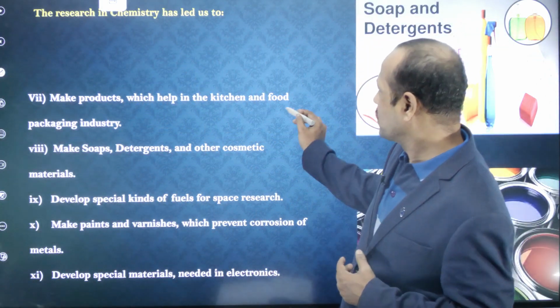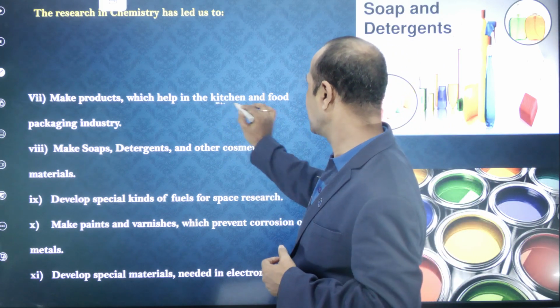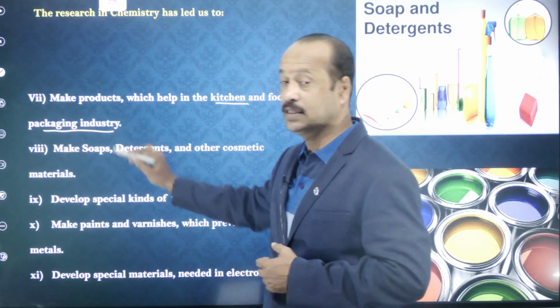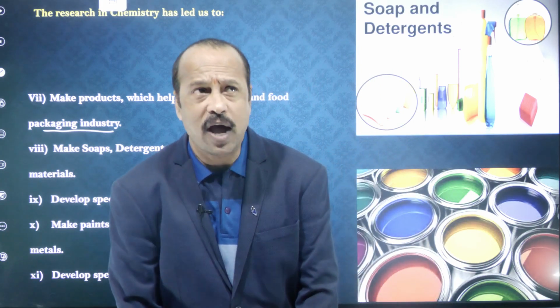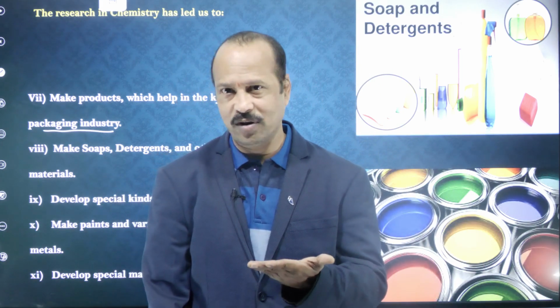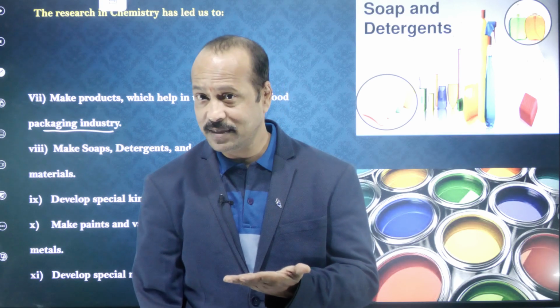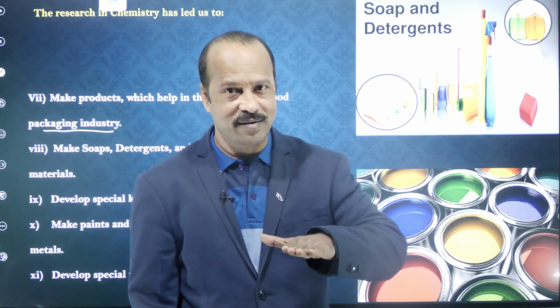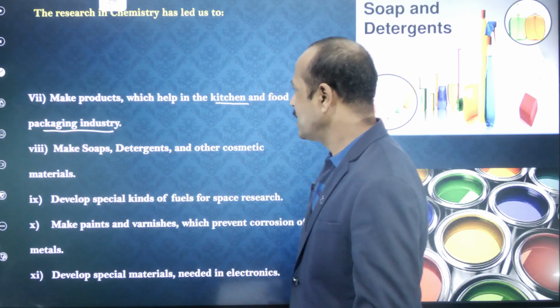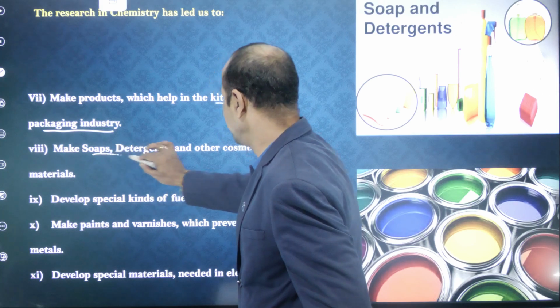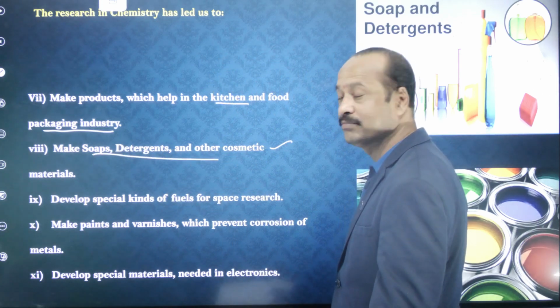Making products with the help of kitchen and food packing industries. Yes, in the kitchen also you can see nowadays you have pans, Teflon coated pans. You know Teflon coated pans, right? So there's Teflon. Okay, that's also an invention from chemistry only. Then making soaps, detergents, and other cosmetic materials.